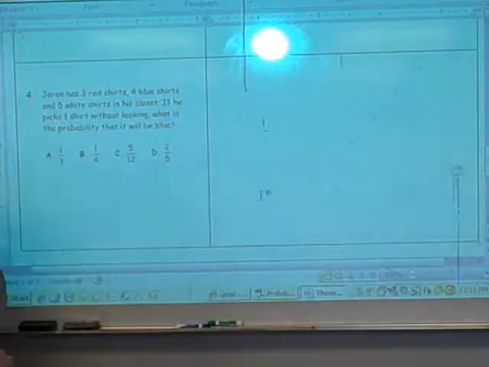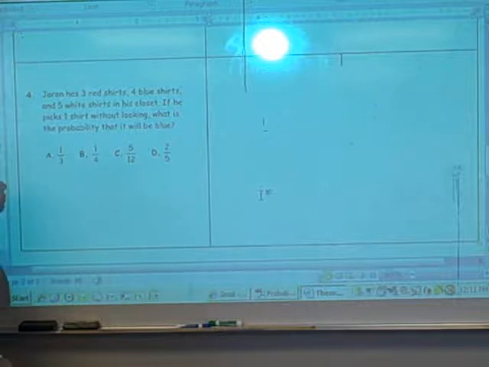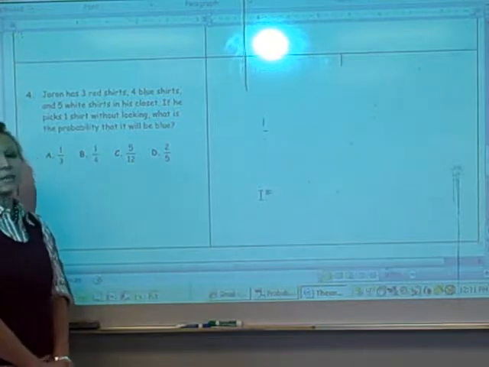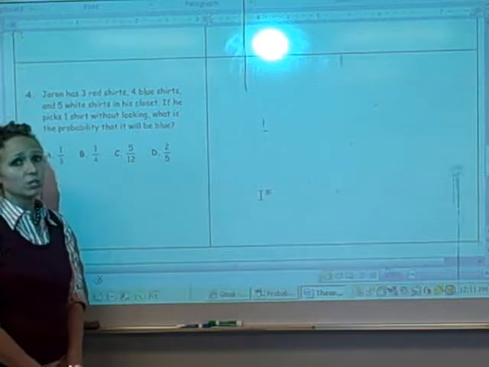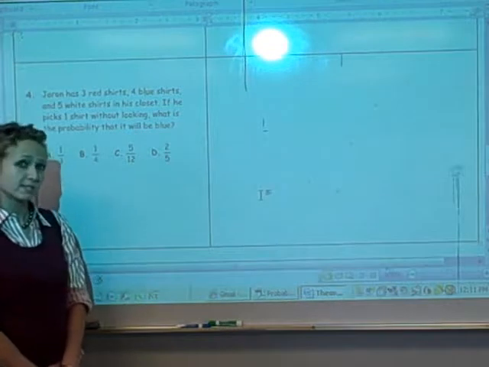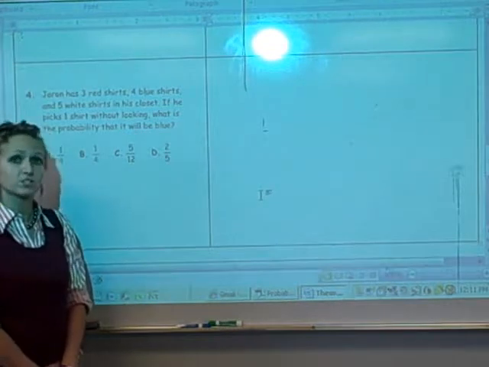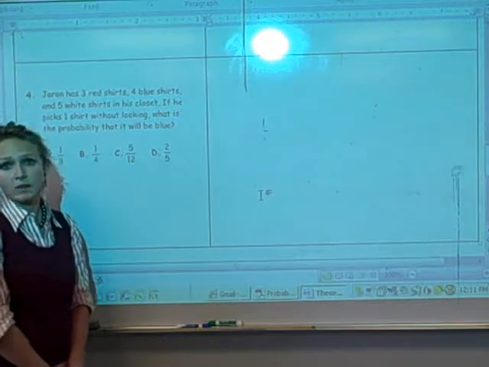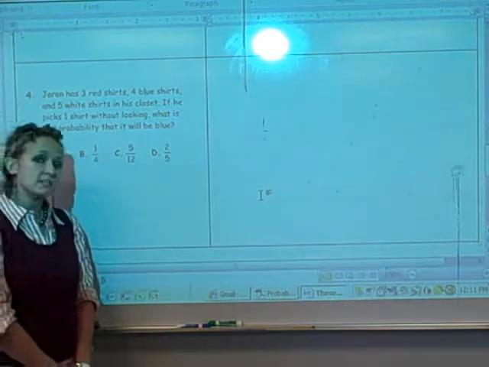Question 4. Jaron has 3 red shirts, 4 blue shirts, and 5 white shirts. If he picks one shirt without looking, what is the probability that it will be blue? Hit pause and try this on your own. If you need a hint, my hint to you would be that it's all shirts in his closet, and that's all we're talking about. It's just picking one shirt, so we have one event. Maybe that'll help you if you needed the hint.